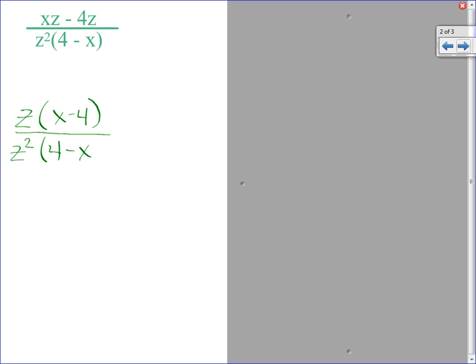Now, what's in the parentheses looks almost the same, but it's not. Here's how you can change it so that it can cancel out. What we're going to do is change all of the signs on either the numerator or the denominator. Doesn't matter which one. So this can be changed to negative z, and then this is now negative x plus 4, which we could write as 4 minus x. And now it matches the denominator.